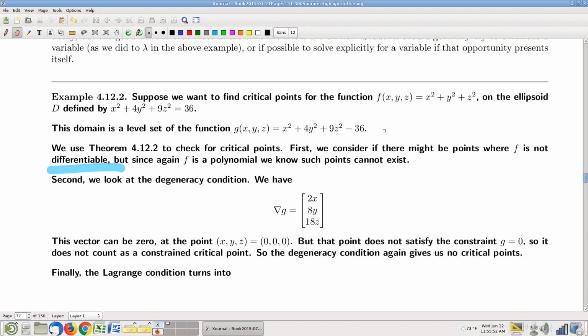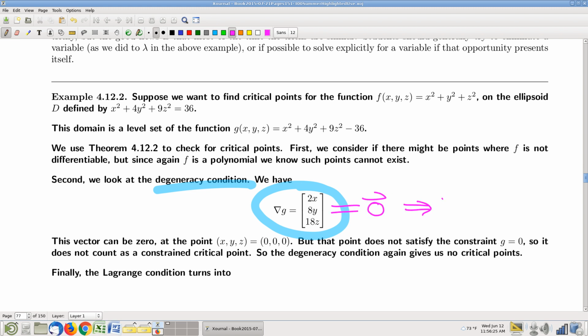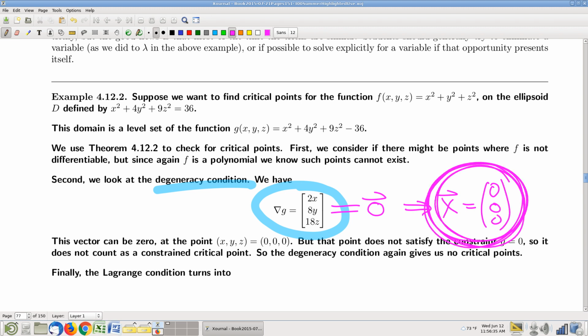This is differentiable everywhere. Let's see here, degeneracy. I need to know where this is 0. Now, here's a little bit of a landmine, something to be careful of. It's tempting to look at this and say, hey, oh yeah, look, this can be 0. Totally, we've got a degenerate critical point, because if x, y, and z are all 0, then the gradient of g is 0. That's a degenerate critical point, isn't it? But it's not, because for this to equal 0, our x vector has to equal 0, and that point doesn't satisfy our constraint.